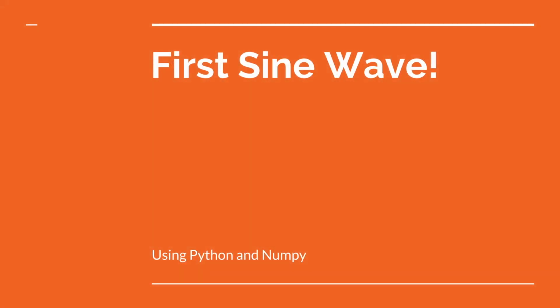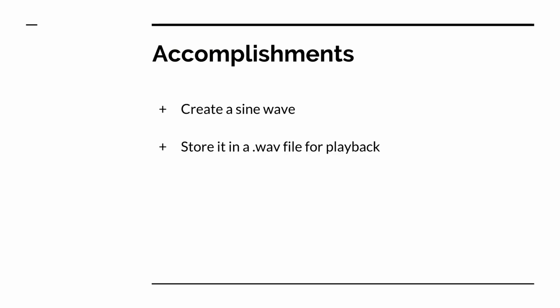In this screencast, we're going to create our first sine wave using Python and NumPy. And this is a good starting point because the sine wave is the simplest type of waveform we can make. So first of all, I want to create a sine wave. That's the first big objective. And the next one is store it in a wave file for playback later.